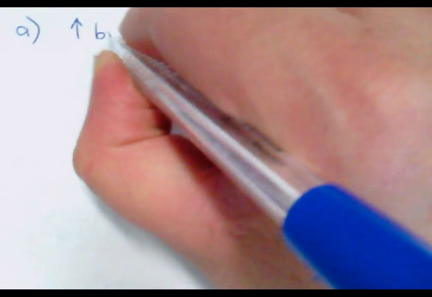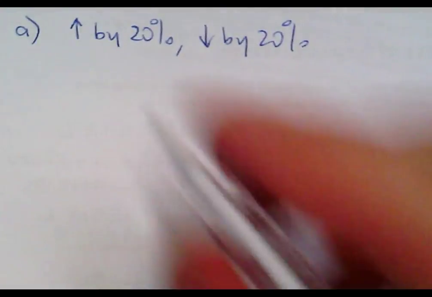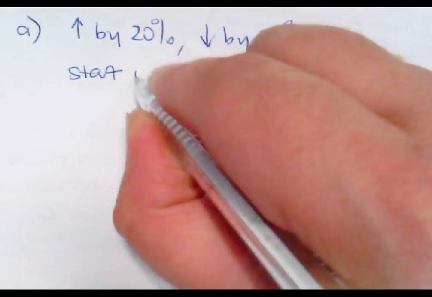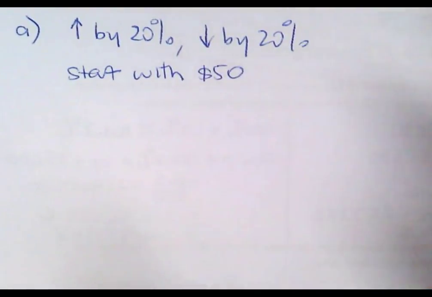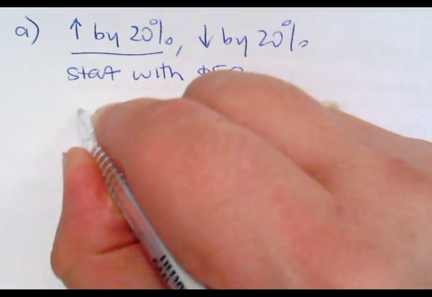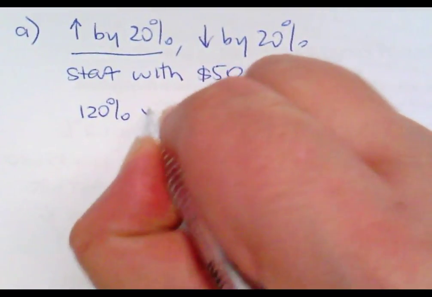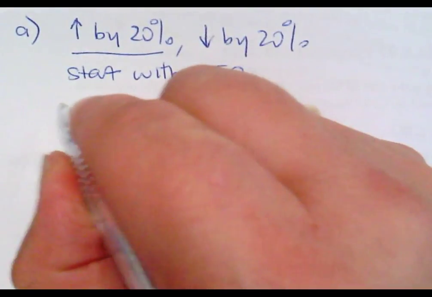Remember, we're going to increase by 20% and then we're going to decrease by 20%. That's what we're doing, right? So let's start with, anyone? Someone said $50. All right, let's go. Increase by 20%, what do you multiply by? You multiply by 120% of 50. All right, that's part 1.